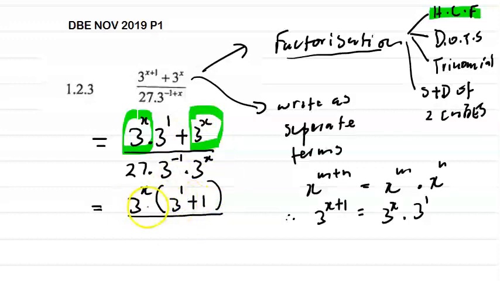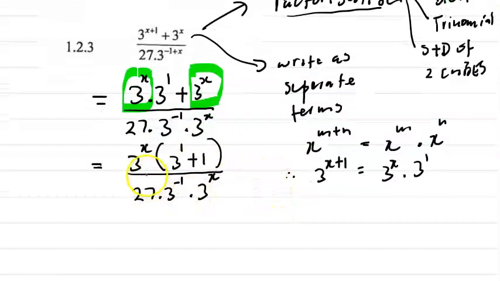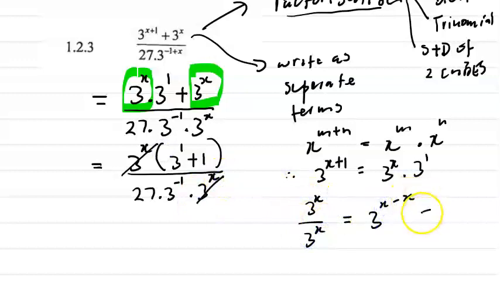Like if you multiply back into the brackets now, 3 to the x times 3 will give you 3 to the x times 3. 3 to the x times plus 1 is 3 to the x. Then in the bottom here now, you're going to get 27 times 3 to the minus 1 times 3 to the x. So you can now cancel 3 to the x with 3 to the x. Cancelling means now, you see, you got 3 to the x on the top, and 3 to the x equals to 3 to the x minus x, which is 3 to the 0, which is equal to 1.